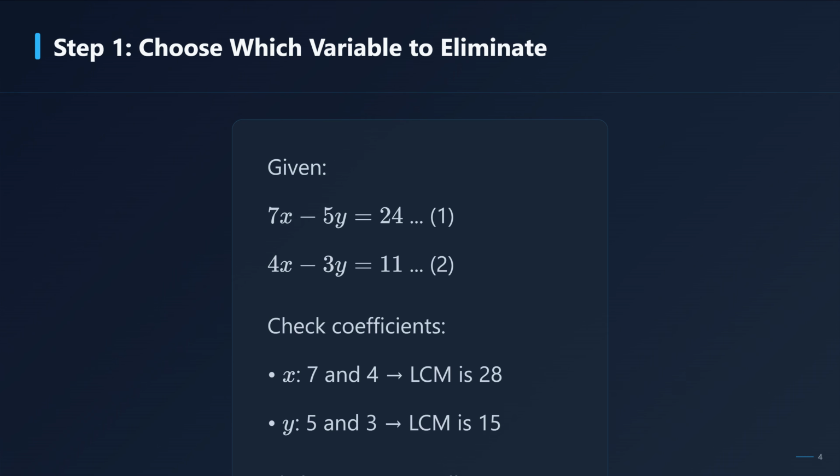First, decide which variable to eliminate. Look at the coefficients. For x, we have 7 and 4. For y, we have 5 and 3. We need to find the least common multiple for each. The LCM of 7 and 4 is 28, but the LCM of 5 and 3 is only 15. Smaller numbers mean easier calculations, so let's eliminate y first.